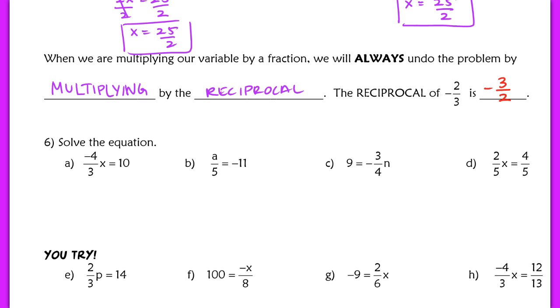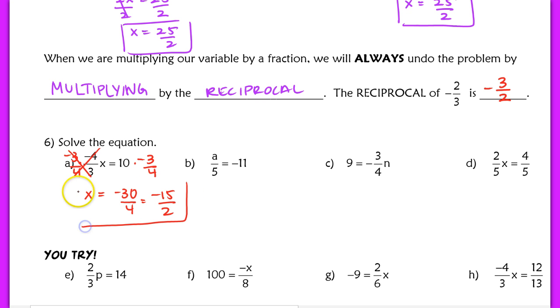Okay, so we're going to solve the equation here. In 6a, I want to multiply to get the x by itself. I see a fraction. I'm going to multiply by negative 3/4 on both sides. This gets rid of the 4/3 on the left-hand side, leaves me with a positive x equaling, on the right-hand side, negative 30/4, which will reduce to negative 15 halves. Make sure that in your calculator you're reducing that fraction nicely like that.